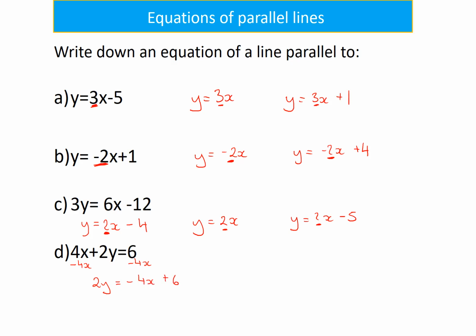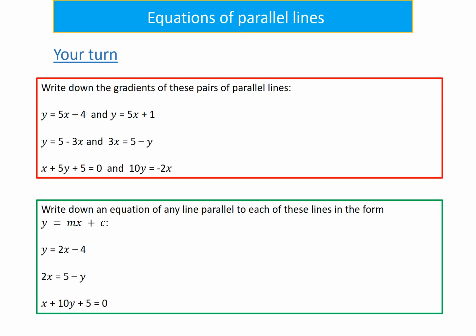Also remember that I need to have y equals mx plus c and not 2y. So now I need to divide the whole equation by 2. That's y equals minus 2x plus 3. Now I can see that the gradient is minus 2. So I know that y equals minus 2x will be parallel to this line. It could be y equals minus 2x plus 6. That would also be parallel to the line in question D.